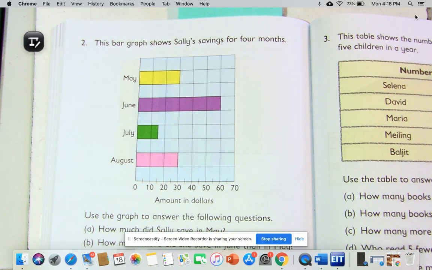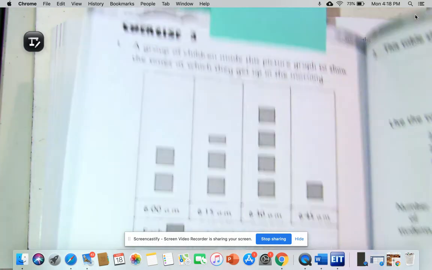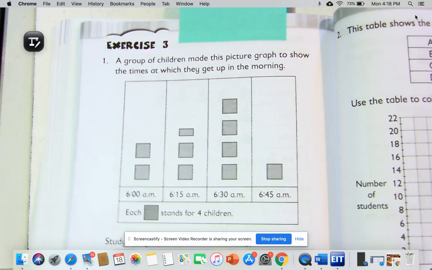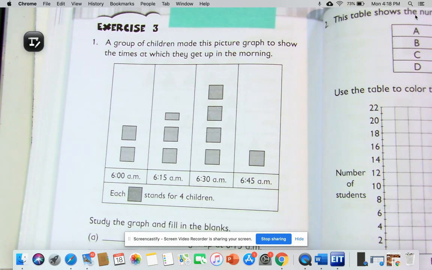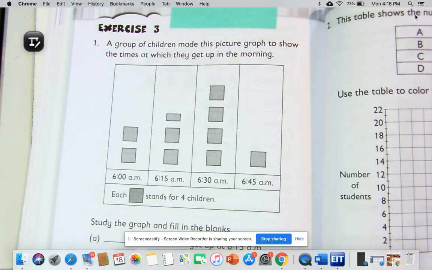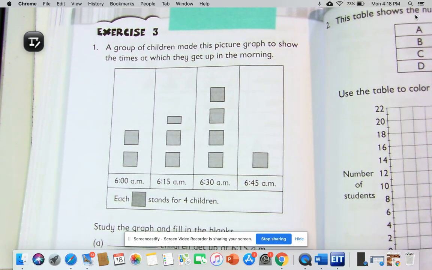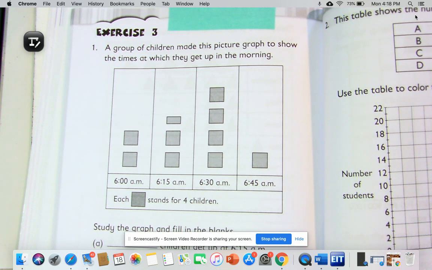All right. So we'll pause there with our textbook. Your homework for today is pages 156 to 158. So here we have, it says a group of children made this picture graph to show the time at which they get up in the morning.